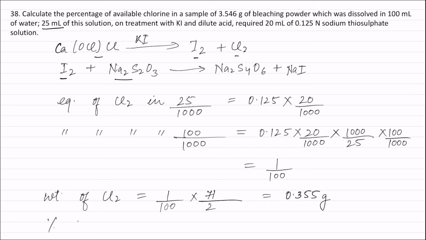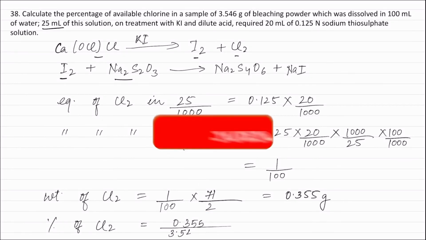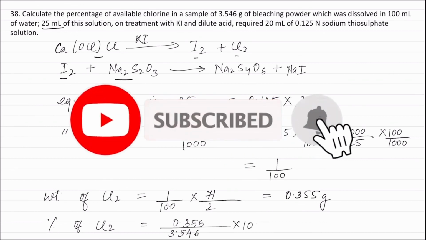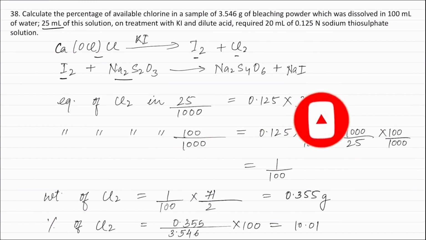Therefore percentage of chlorine will be equal to 0.355 gram divided by weight of the bleaching powder, that is 3.546 gram into 100, and this is equal to 10.01%.